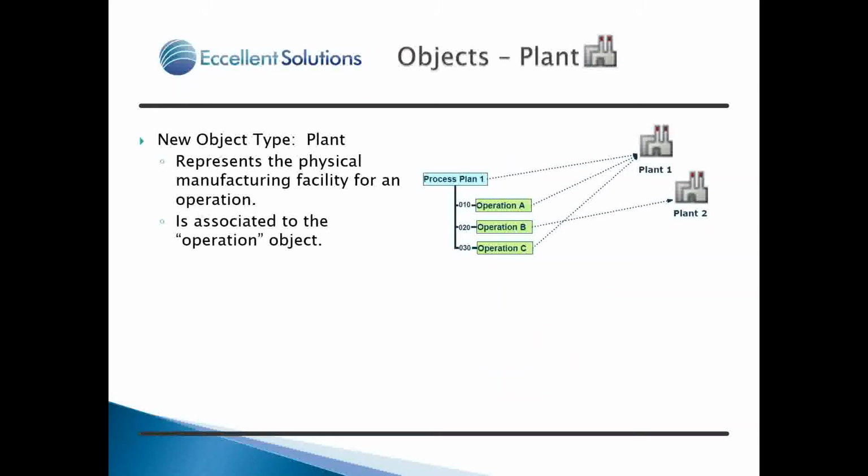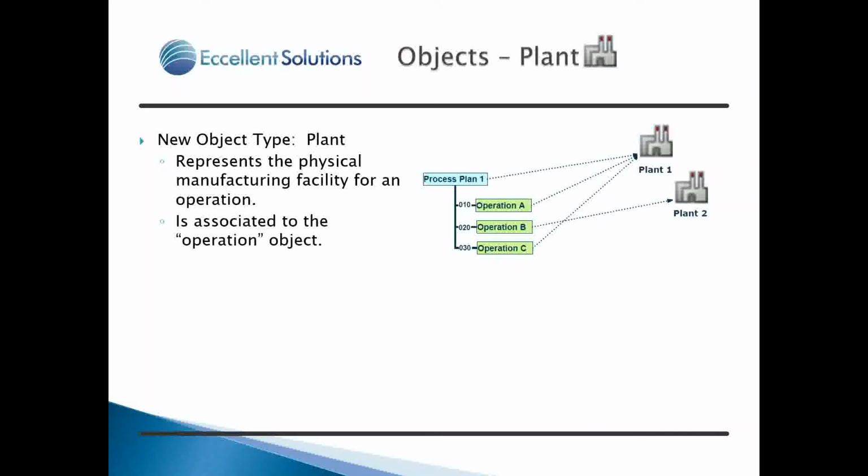One of the new object types I want to address is the plant object type. The plant represents the physical manufacturing facility for an operation or for an object that will be created. It's typically associated to the operation object, which will be covered a little bit later in the presentation here. But you can also associate the plant to a particular part within your installation as well.